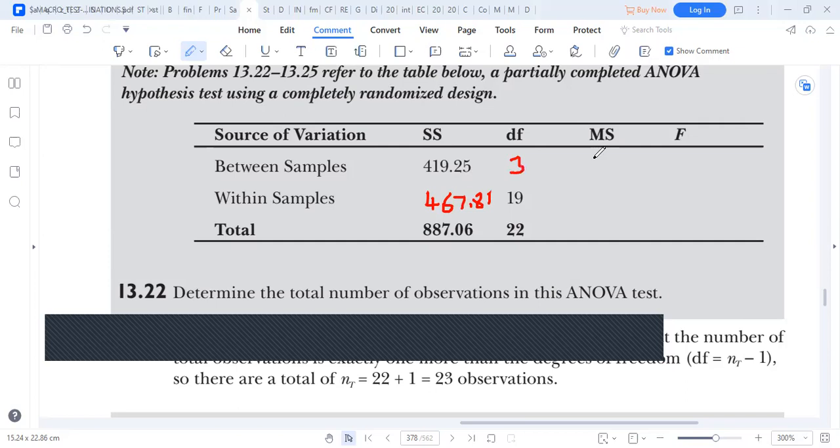3 here. 139.75. Here. 24.62. Hold on. On 139, how are you getting it? I'm getting a different figure. We just divided 419 into 3. 419.25. 3 into 419.